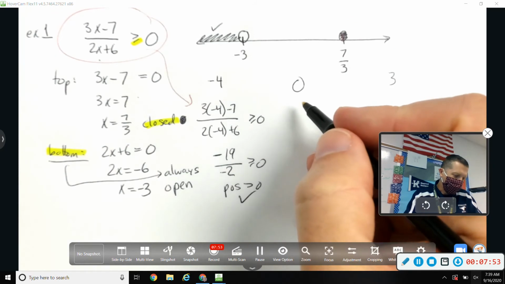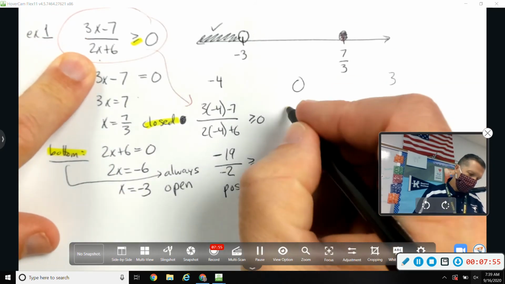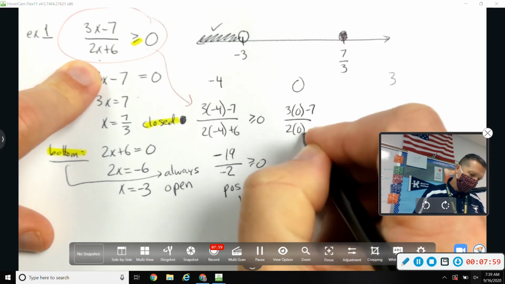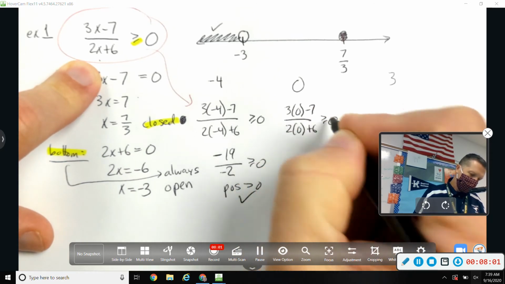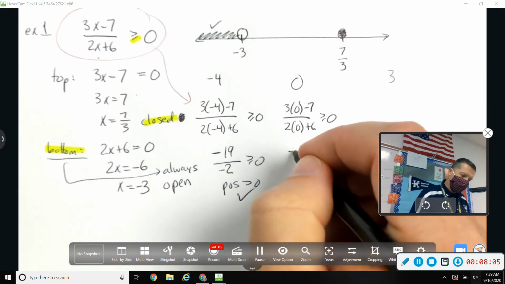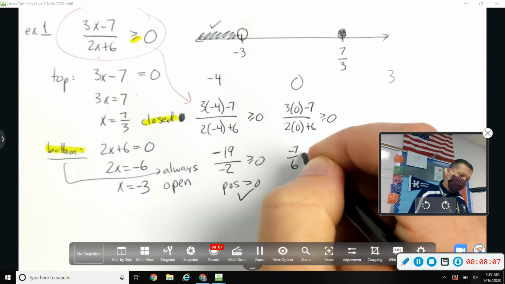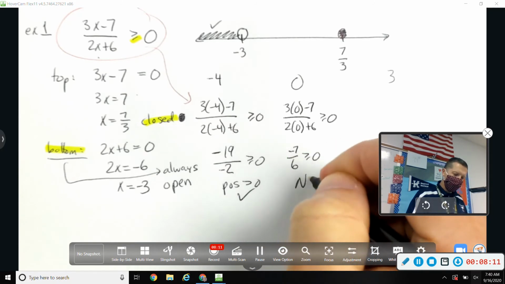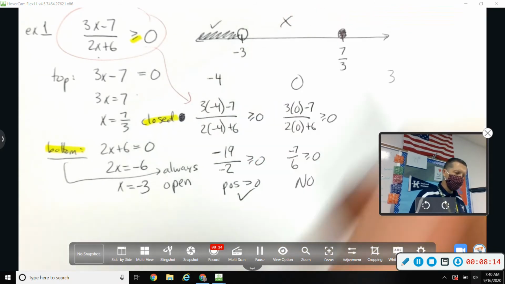All right, let's check 0. This should be an easy check. 3 times 0 minus 7 over 2 times 0 plus 6. So the 0 stuff, don't have to worry about. -7 over 6 greater than 0? No, a negative number is not greater than 0, so we will not shade there.